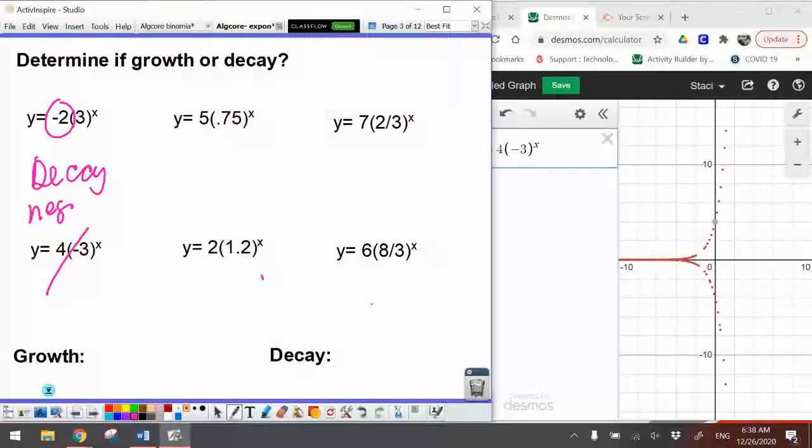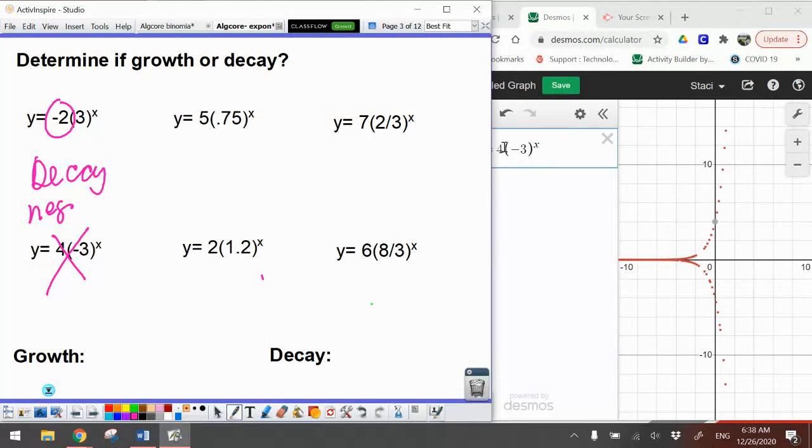So this one is not either one of them. I can't have a negative in the parentheses. So my b cannot be negative because it doesn't know what to do with that. And we'll talk about why that is here in just a second.